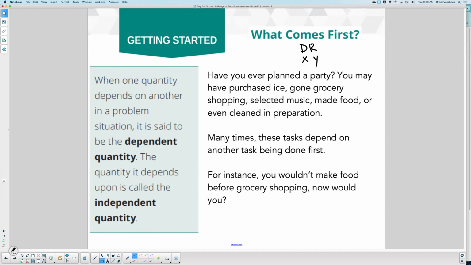So when we do real-world problems, the first thing we have to figure out is, that's too large, let me shrink this down. The first thing we have to figure out is what's the independent and dependent quantity, meaning what depends on what. So in a real-world problem, you have to figure out which is your x and which is your y, because as we talked about last class, when we do domain and range, we say Dr. XY. In the real-world problems, they won't tell you, hey, this is my domain, this is my range. We have to figure out what is x and what is y so that we can then say what the domain and the range is, okay?